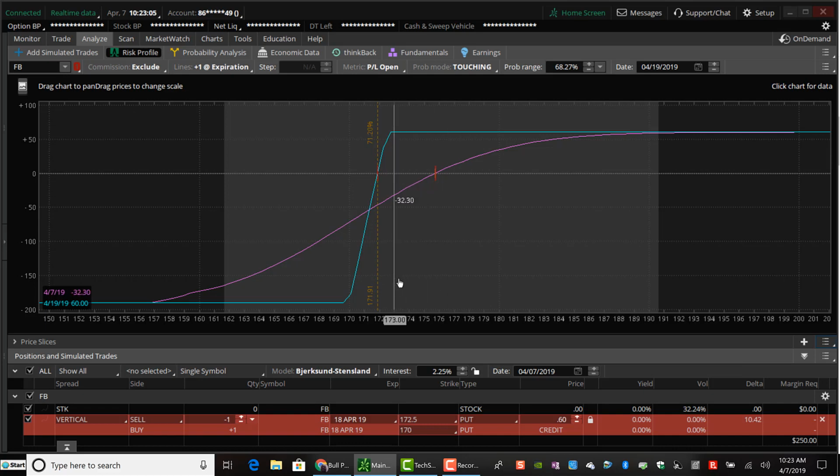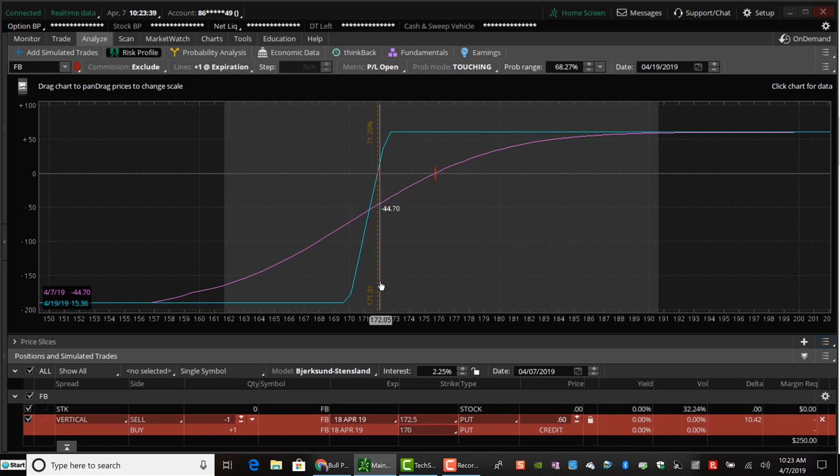So as you can see, 172.50 is right around here. Okay, and the expiration I'm using for this one is April 18th. So as long as the price continuously stays above that 172.50, you will be able to collect the full profit at expiration. All right. Well, what if for some reason at expiration it drops and goes down to 172? So let's see what happens. 172, right about there. So 172 at expiration.